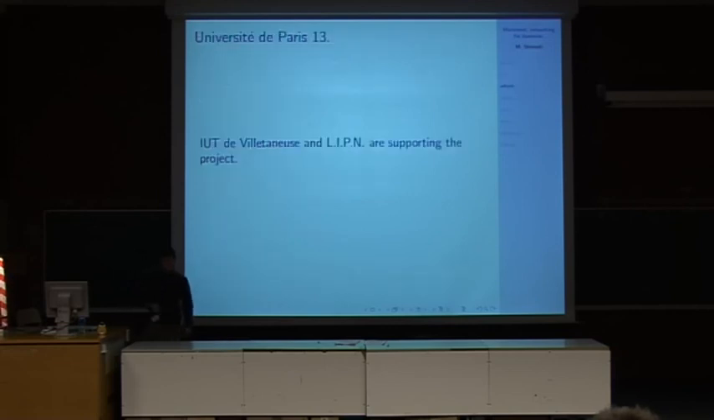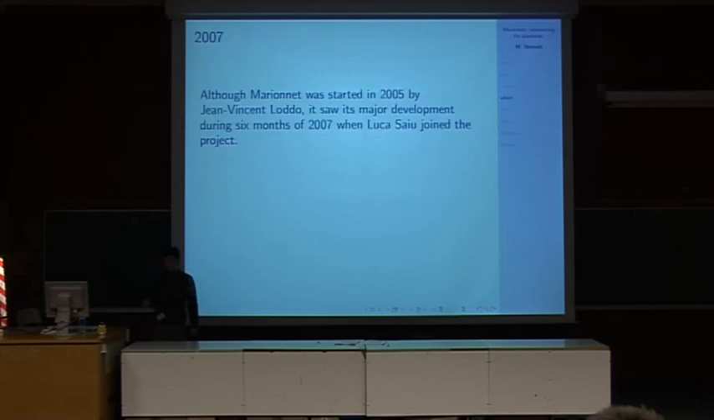Let's see where it was done. The project has been developed at the LIPN department of the University of Paris, where the servers now reside, and that supports the project. It was started in 2005 as an interface for the Netkit project, but it was developed later in 2007 into the Marionnet that we know now, and especially in the six months in which Lucas Saiu joined the project, it boosted a lot.